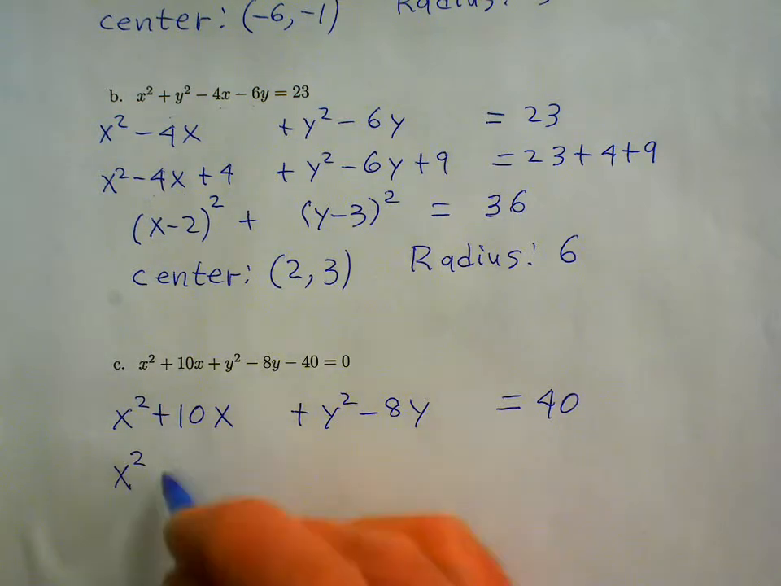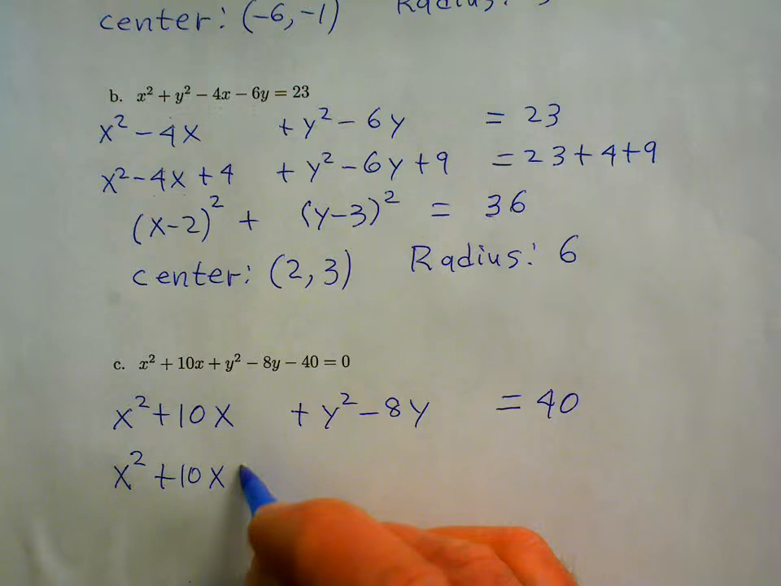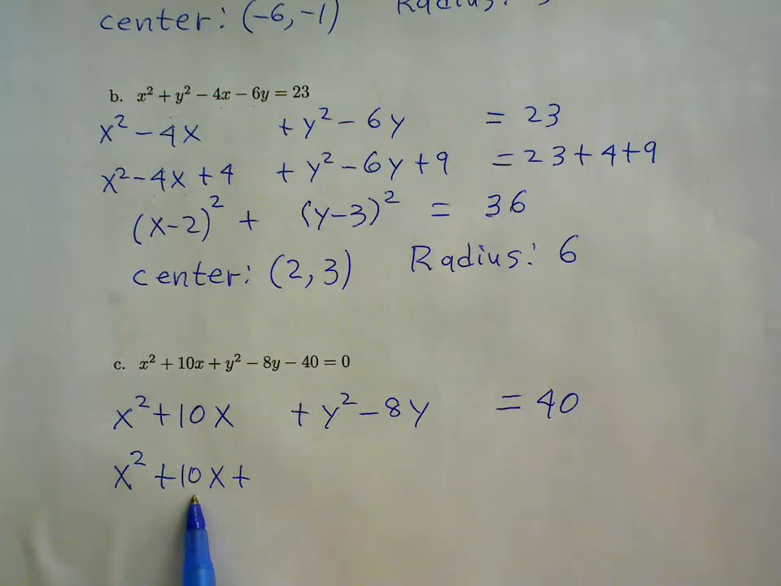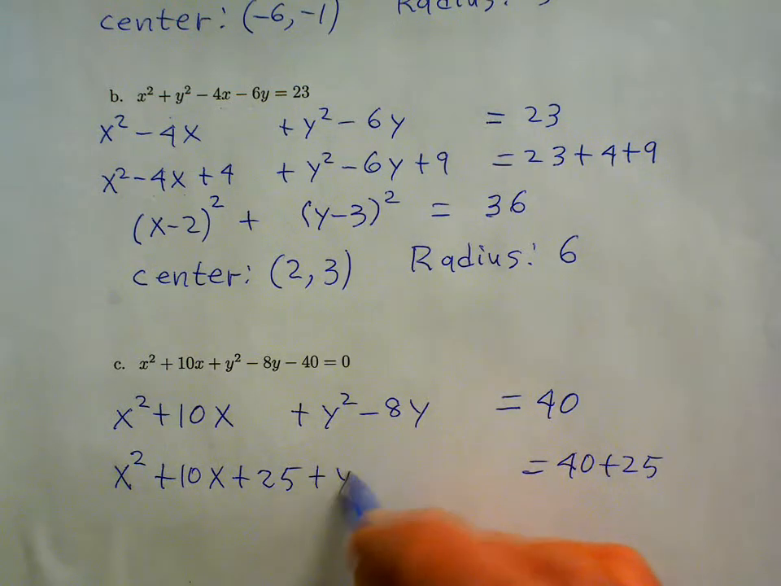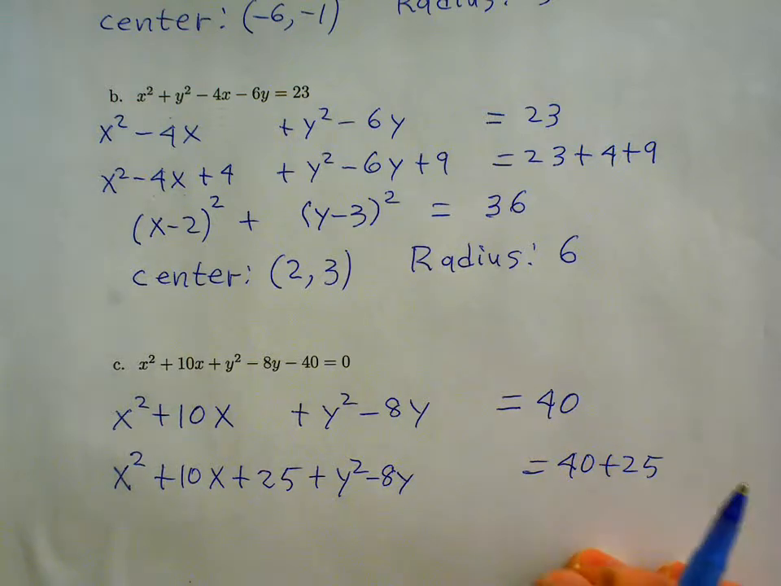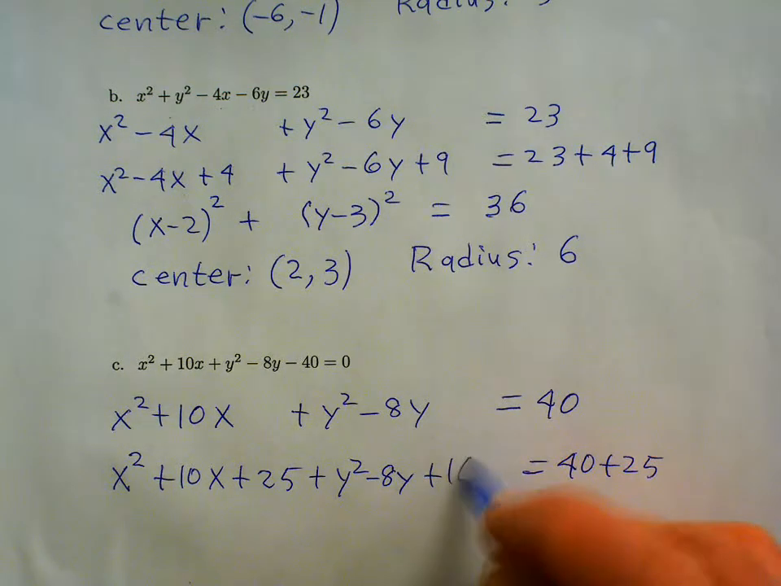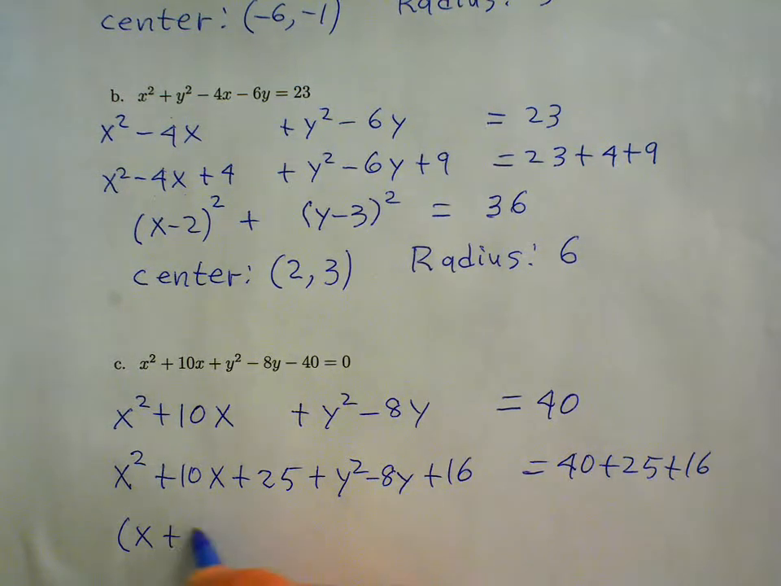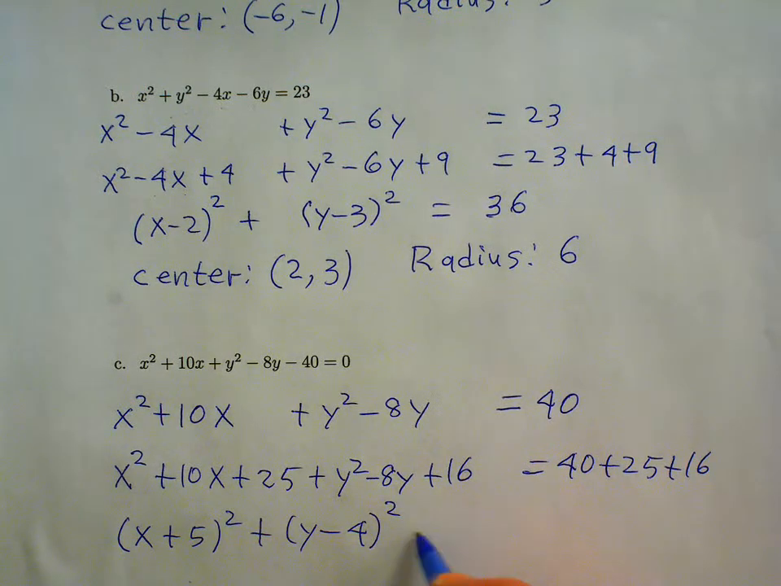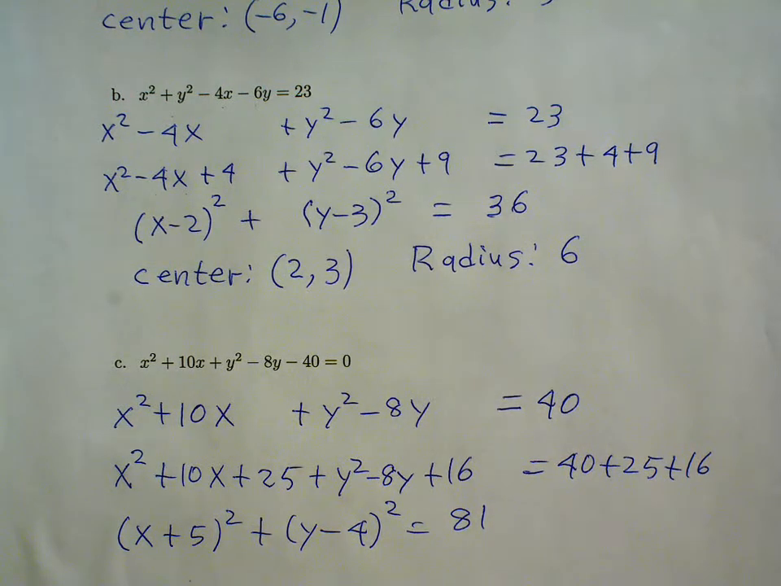So the first one, x squared plus 10x plus 5 squared is 25. So we add 25 to both sides. And then y squared minus 8y, half of negative 8 is negative 4. Square that, we get plus 16, add 16. And I'll just write one more thing, x plus 5 quantity squared plus y minus 4 quantity squared equals 81. Okay, we're out of time, so go ahead and sign in for attendance.